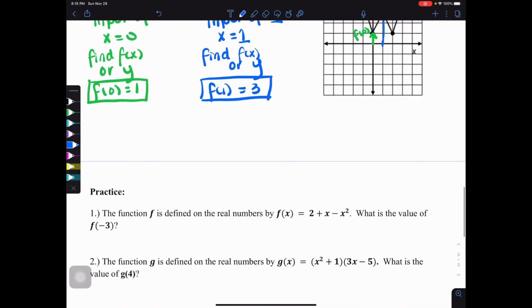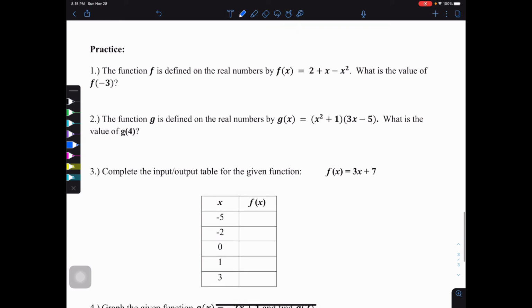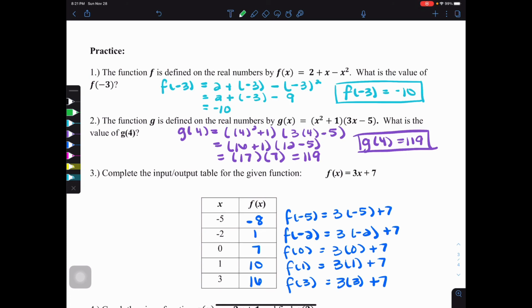So now I'm going to have you try some of this with your new notation in the practice section. I'd like you to pause the video and try questions 1 through 4. Then when you're ready to check your answers, you can resume the video. Okay, now that you've had a chance to try the practice questions on your own, let's go over the answers.